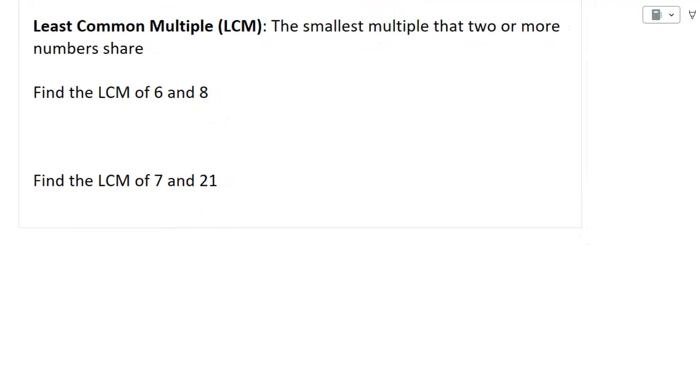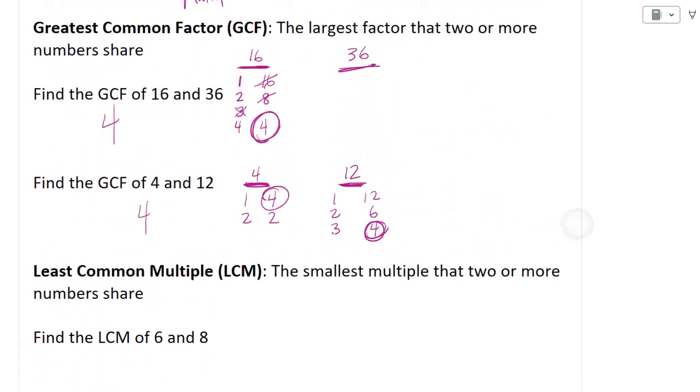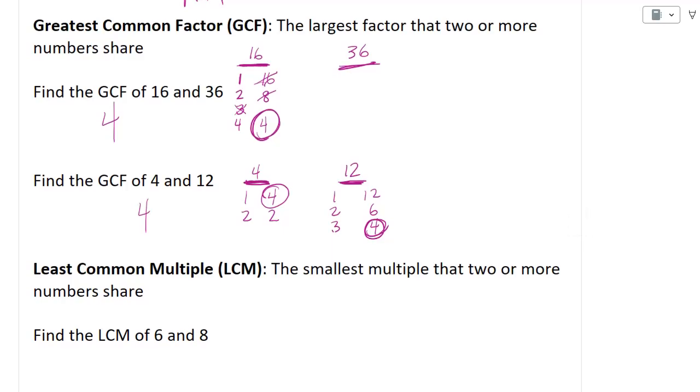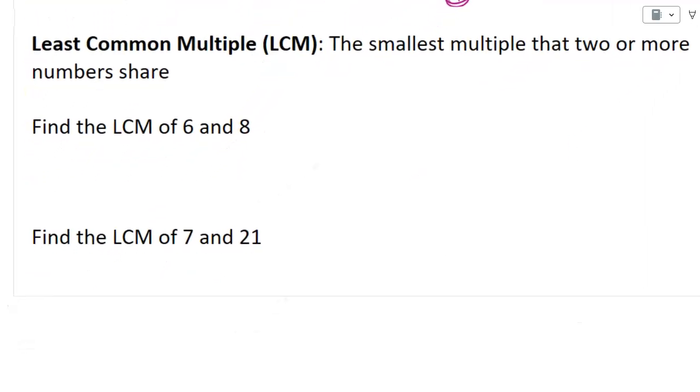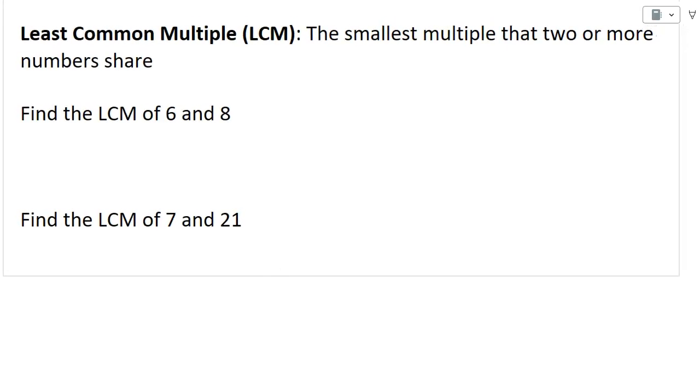It's the smallest multiple that 2 or more numbers share. Okay, so instead of the greatest common factor being the largest factor, this is the smallest multiple that 2 or more numbers share. And so again, why do we need to know this?